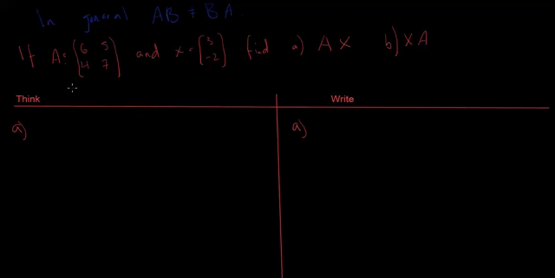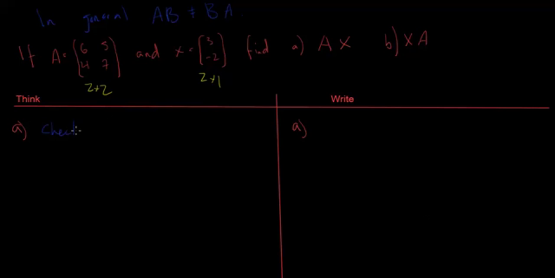So an example here, we've got A, which is equal to this 2 by 2 matrix, and X, which is, what's that, number of rows, 2 rows, 1 column, so 2 by 1. Let's just put that in. 2 by 2 and 2 rows by 1 column. Find the value of A times X, and then find the value of X times A.